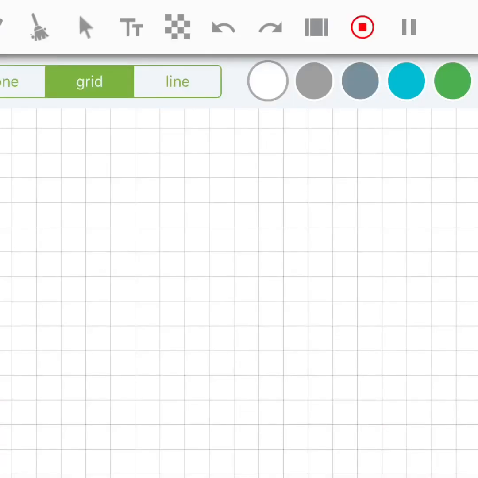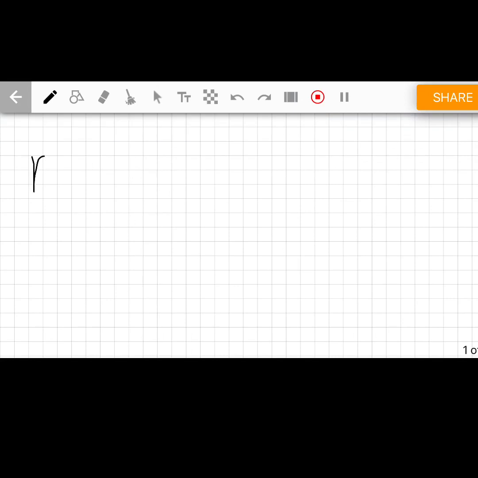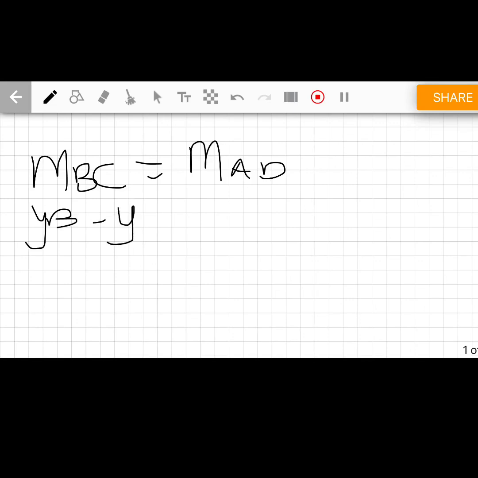So as we've already stated, the gradient of BC will be the same gradient as AD because they are parallel lines. So the gradient of BC will be the same gradient as AD. So the gradient of BC is the change in y over the change in x, and we've already stated that the x coordinate of C is 0 because it is a y-intercept. So y of B minus y of C over x of B minus x of C. And the gradient of AD is a half.